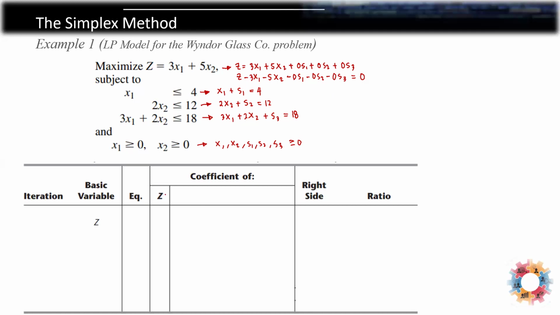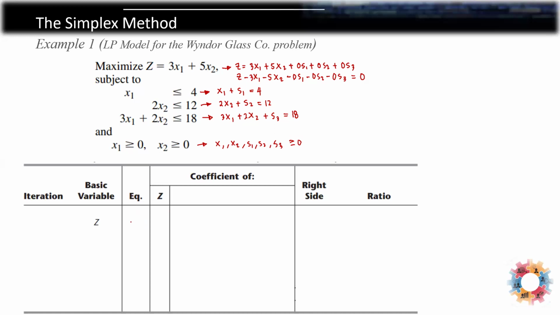And then under the column Z, labeled as Z, we will enter the coefficient of your Z in each of the equations, starting from the objective function to the functional constraints. Under EQ, this is the label for the equations.